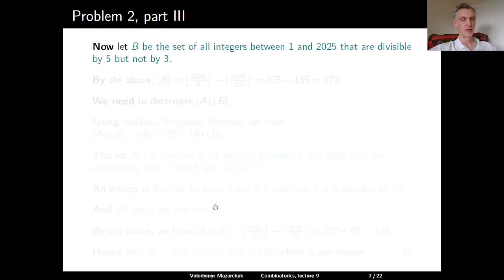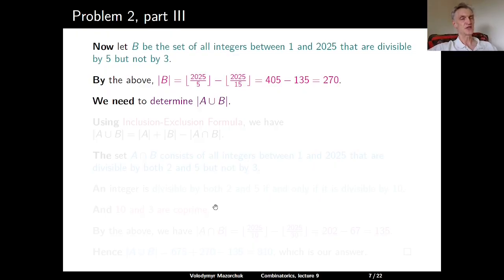Next, let B be the set of all integers between 1 and 2025 that are divisible by 5, but not by 3. Again, by our general formula, the cardinality of B equals the floor function of 2025 divided by 5 minus the floor function of 2025 divided by 15. That's equal to 405 minus 135. This gives us 270.